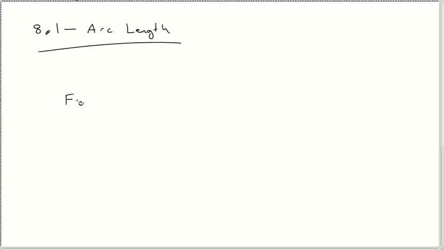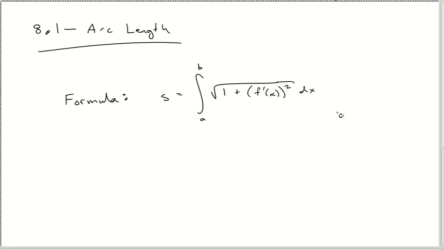Let me give you a formula. So the formula for arc length that we're going to be using all today is s, that's a little s, is equal to the integral from a to b of the square root of 1 plus f prime of x all squared dx.